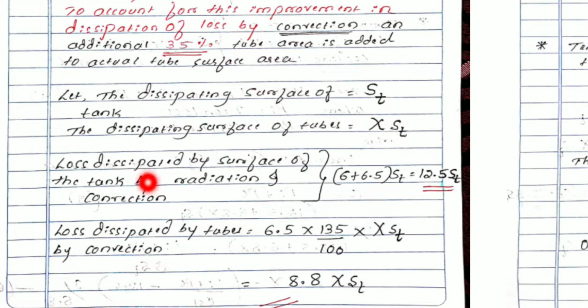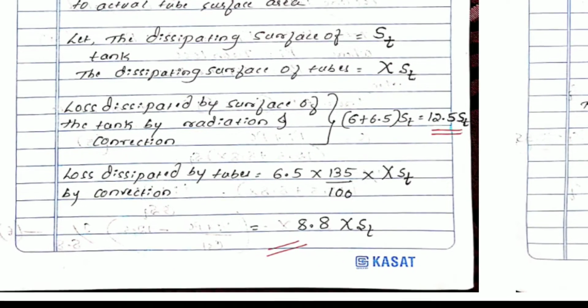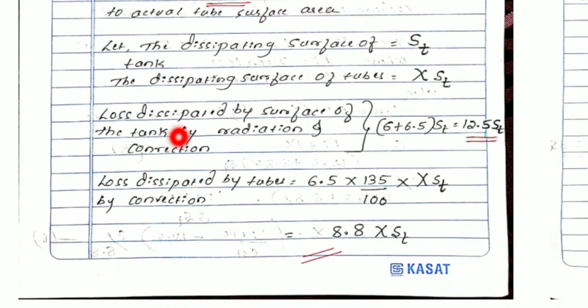Next, the loss dissipated by the surface of the tank depends on the dissipating surface of the tank, which is ST. That is the reason it is multiplied with ST. 6 is due to the radiation process and 6.5 is due to the convection process. Then the dissipating surface of the tank is given by ST, so I have multiplied by ST. All together, how much will it be? 12.5 times ST. Keep it in mind. So this is the loss dissipated by the surface of the tank by radiation and convection processes.